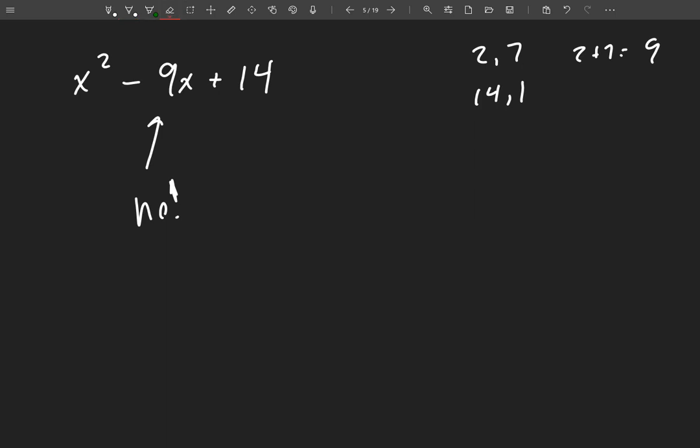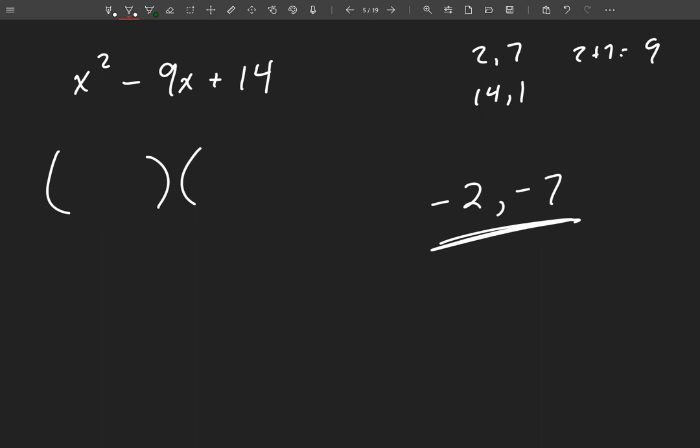That doesn't work. But if you think about it, my goal is to multiply two numbers together to give me 14. But if you want a positive number when you multiply, you could multiply two negative numbers together, right? So if you did negative 2 times negative 7, that would give you 14, right? Negative times negative is a positive. And if you add negative 2 and negative 7, you will get negative 9. So it turns out that this is going to be your answer for this particular problem.